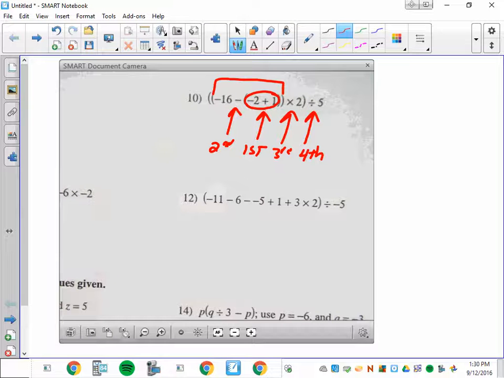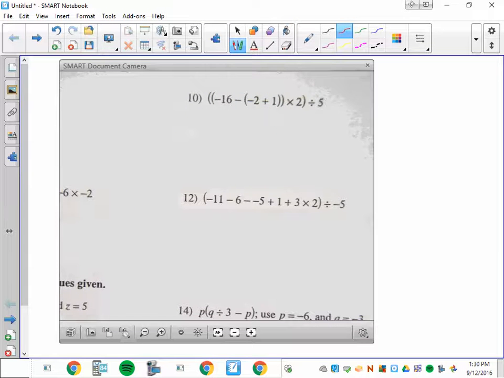Before you work on these more difficult problems, look through the order of operations and order them. Because if you just kind of wing it, chances are you're going to wing it incorrectly. Get it wrong. Take a look at number 12. How many operations do you see in number 12? There are 6 of them.